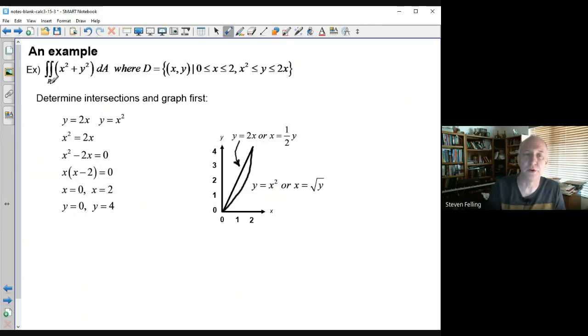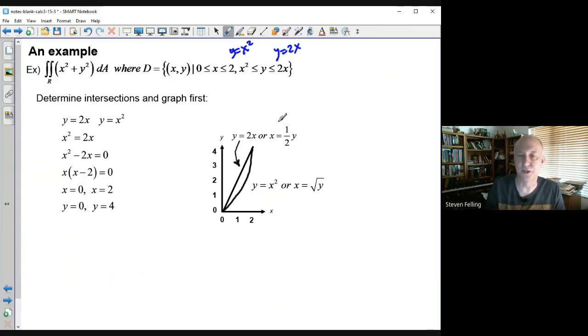Let's say that we want to integrate over a region the function x squared plus y squared. And the region is defined as x stays between 0 and 2 inclusive, and y is between the curve x squared and 2x. So you could say that there's a boundary here of the curve y equals x squared and y equals 2x on this side.